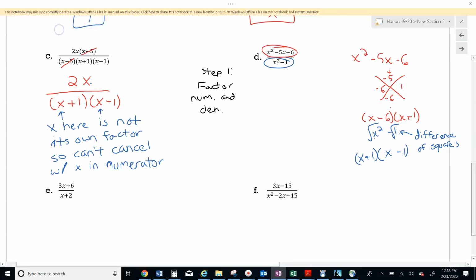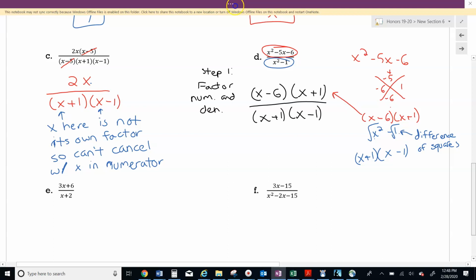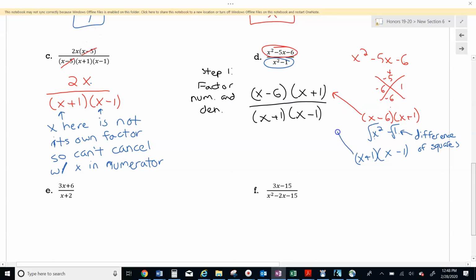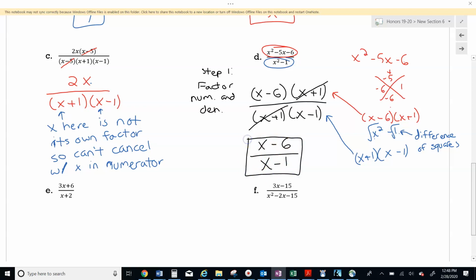Okay. So now I have x minus 6, x plus 1 over x plus 1, x minus 1. So our numerator, we factored it and put it right back in our numerator. Our denominator, we factored it, put it right back in our denominator. These cancel, so I'm left with x minus 6 over x minus 1 as my final answer.